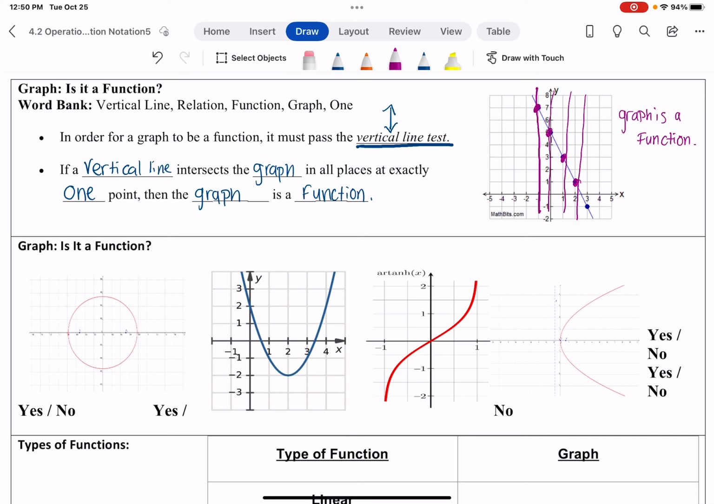So let's check these other ones. So here we have a graph of a circle. So if I draw a vertical line down, this vertical line actually touches the graph in 2 spots. So this does not pass the vertical line test. So this is not a function. If I go to the next one, this is what we call a parabola. If I put a vertical line, it hits the graph once. Same if I put the line here, it only hits the graph once. So yes, this is a function.